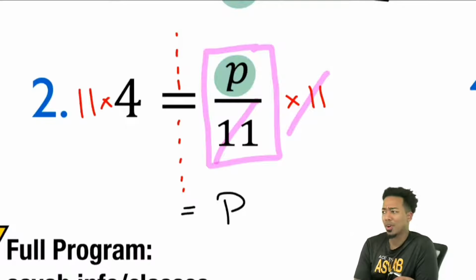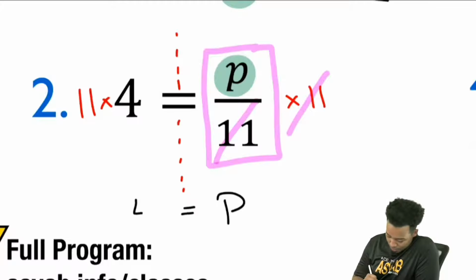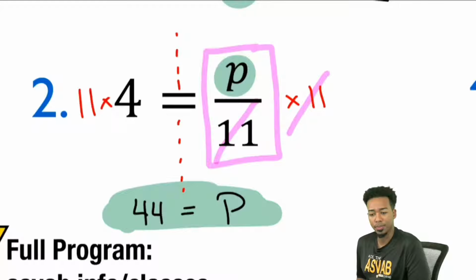11 times 4, everybody. That's going to be the problem of the day. 11 times 4 is what? Boom, right there. 44. Booyah. And we are good.